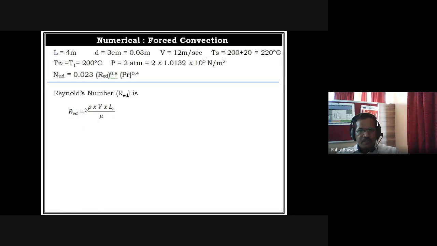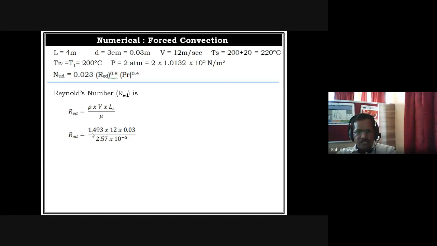Now Reynolds number, because Reynolds number requires the density of air. So we calculated viscosity. So rho we just calculated, 1.493. Velocity is given, 12. Characteristic length we know is 0.03, it is nothing but the hydraulic diameter, 0.03, divided by dynamic viscosity, which is given as 2.57 into 10 to the power minus 5. So after calculating we observe the Reynolds number comes to 20913.62, and as it is a dimensionless number, there will be no unit.